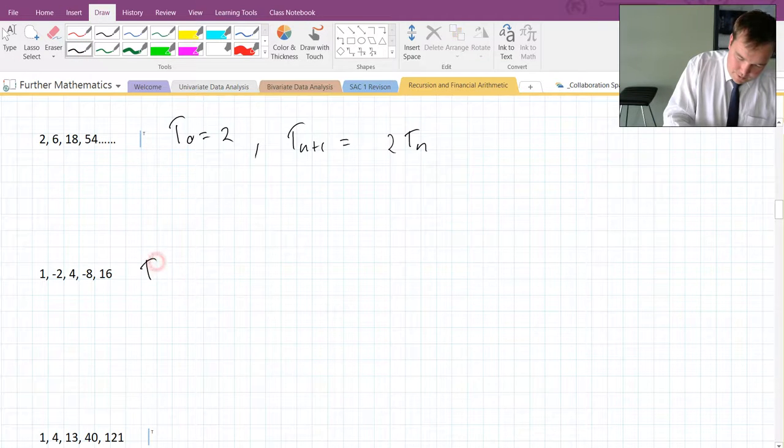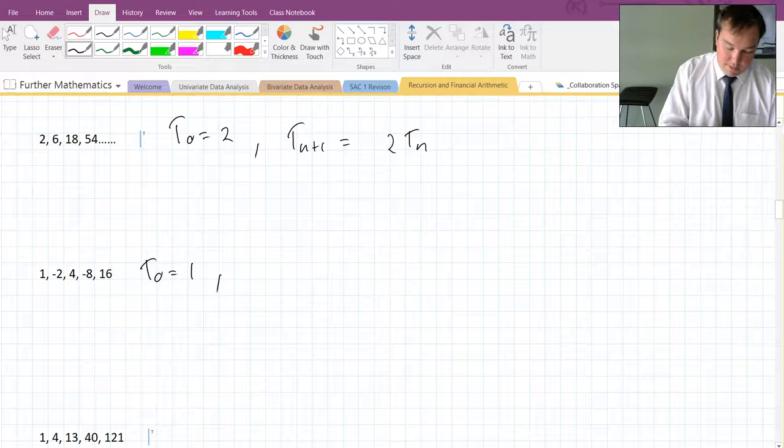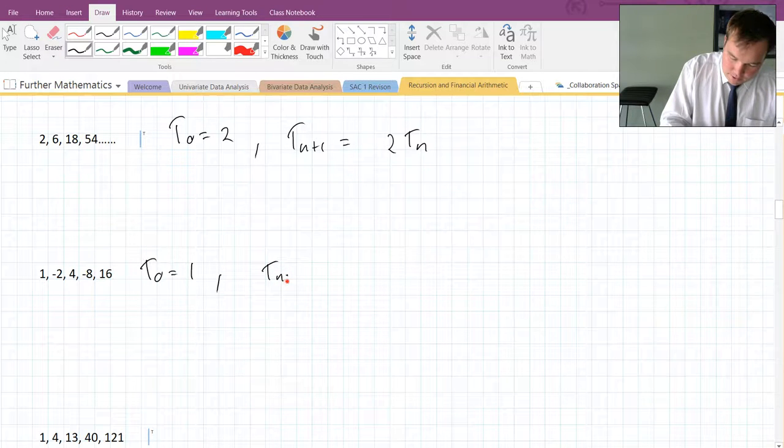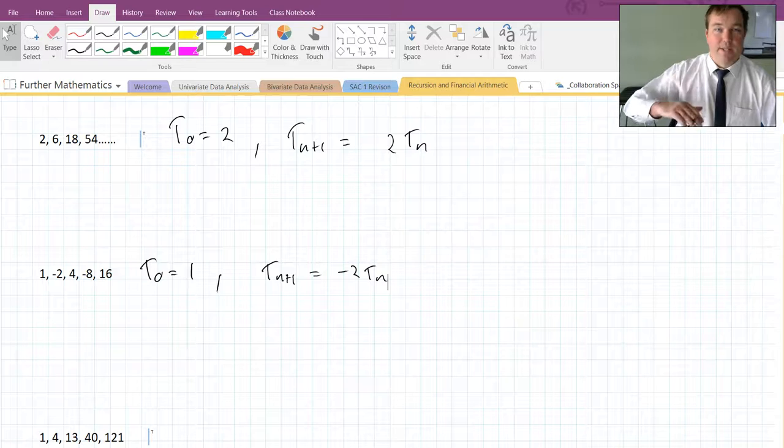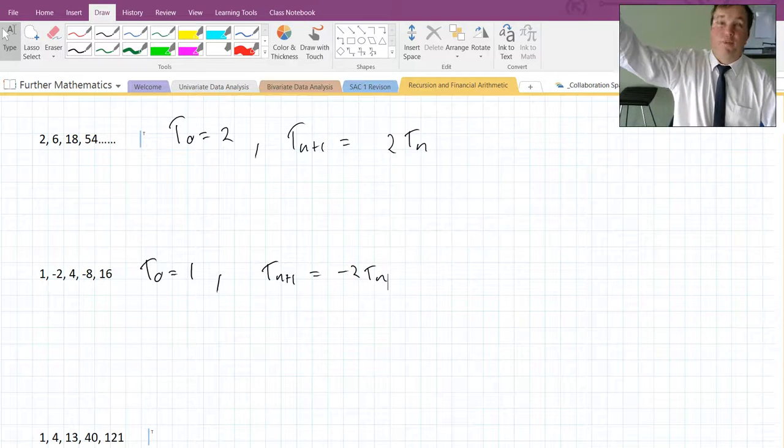Next one should almost be default by now. That first bit just has to be there. Then we get to the next one by taking the previous one and multiplying it by -2. 1 times -2 is -2, -2 times -2 is +4, etc.